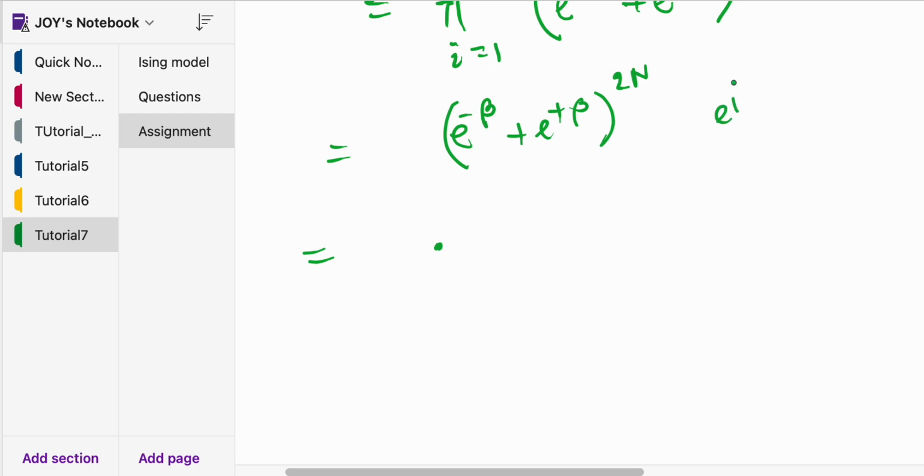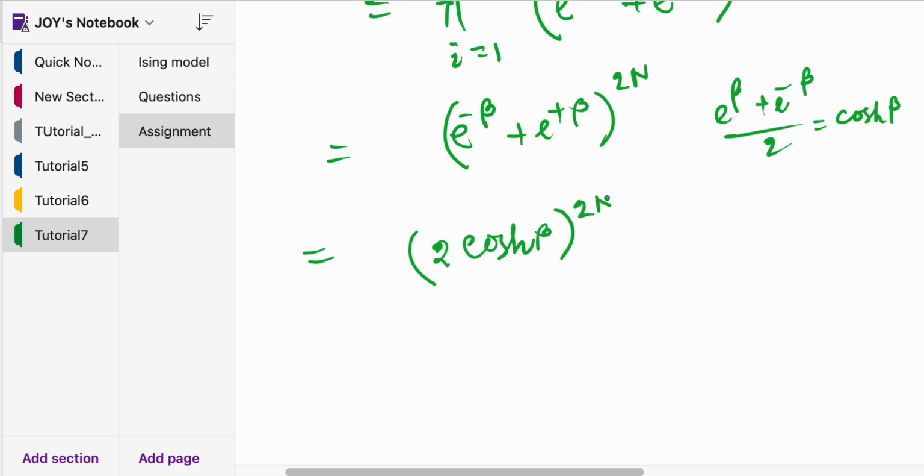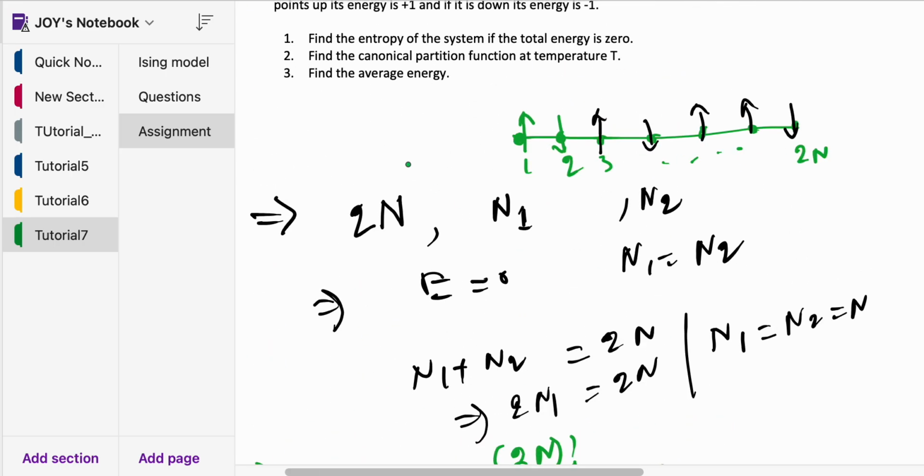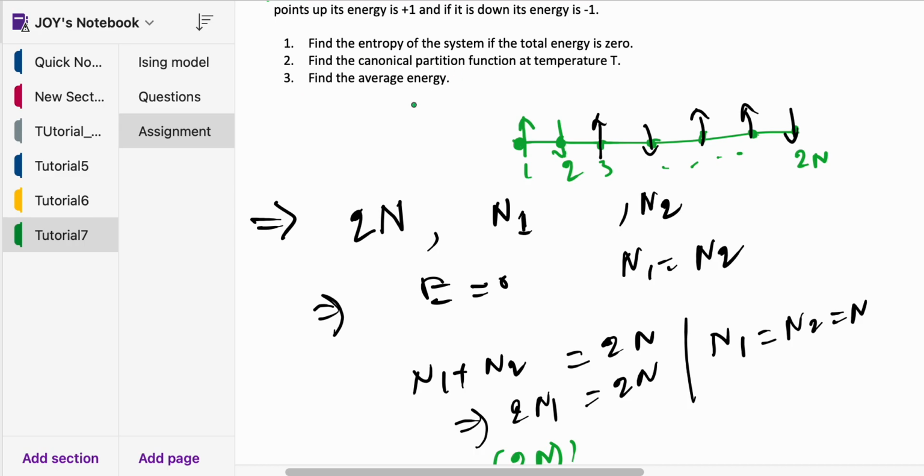We know that e to the power beta plus e to the power minus beta, divided by 2, is equal to cos hyperbolic beta. So you can write it as 2 cos hyperbolic beta to the power 2n. So this is the canonical partition function at temperature T.